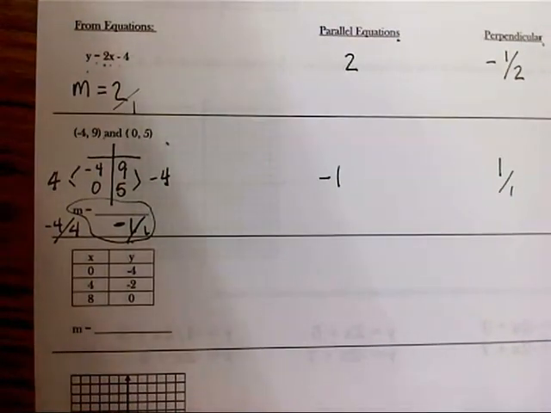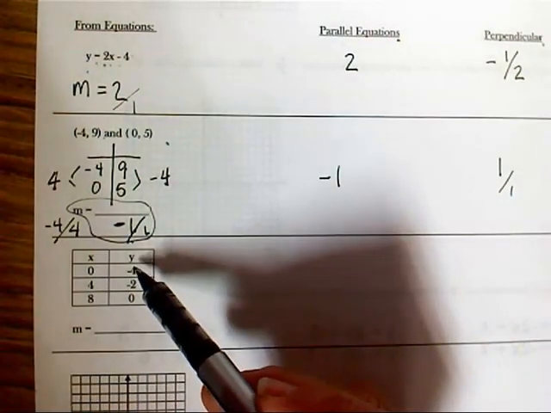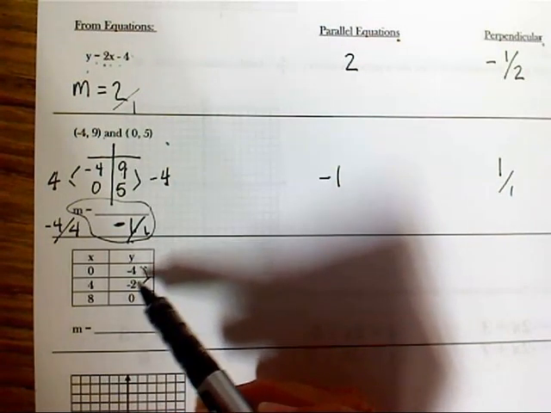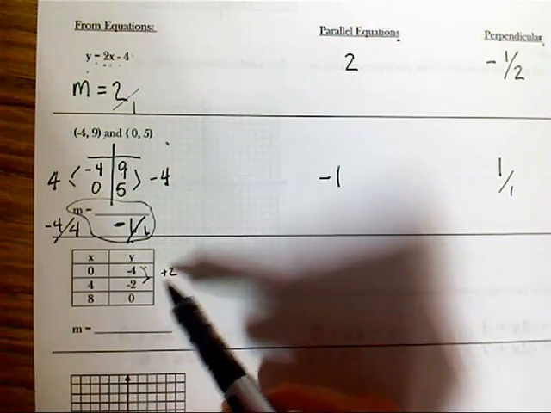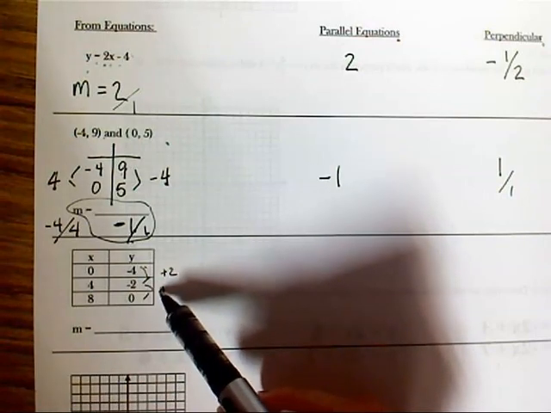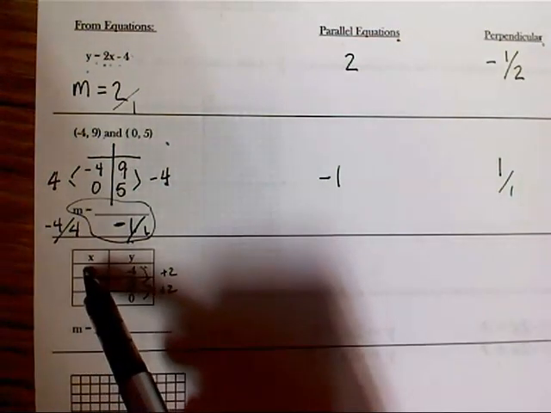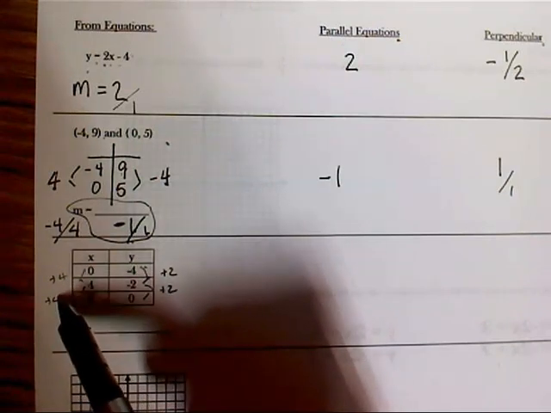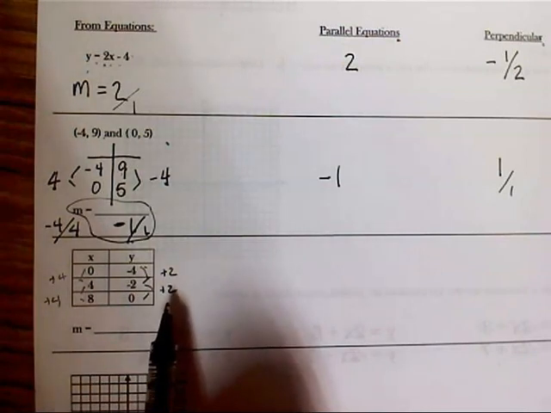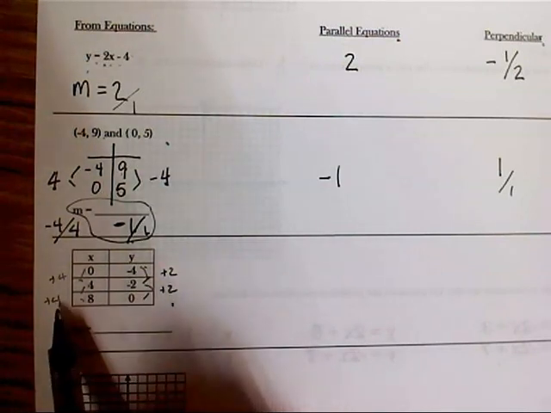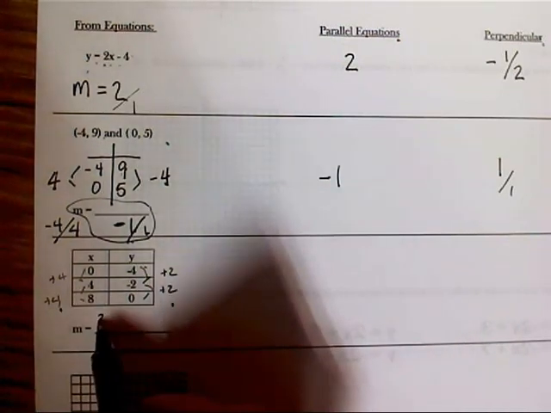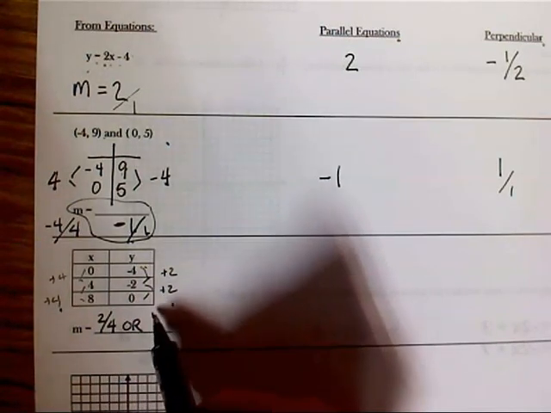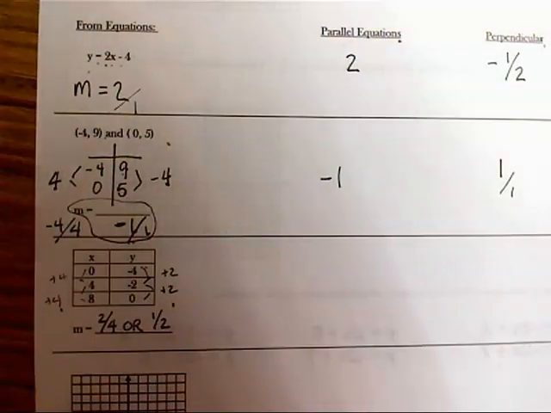From a table, it's really no different. It's just already in the table like this. So from -4 to -2, that's up 2. You can see this change is going up 2. From 0 to 4, that's a change of 4. From 4 to 8 is a change of 4. So my slope is the change in the y's over the change in the x's. So 2/4, which you would probably reduce to 1/2.